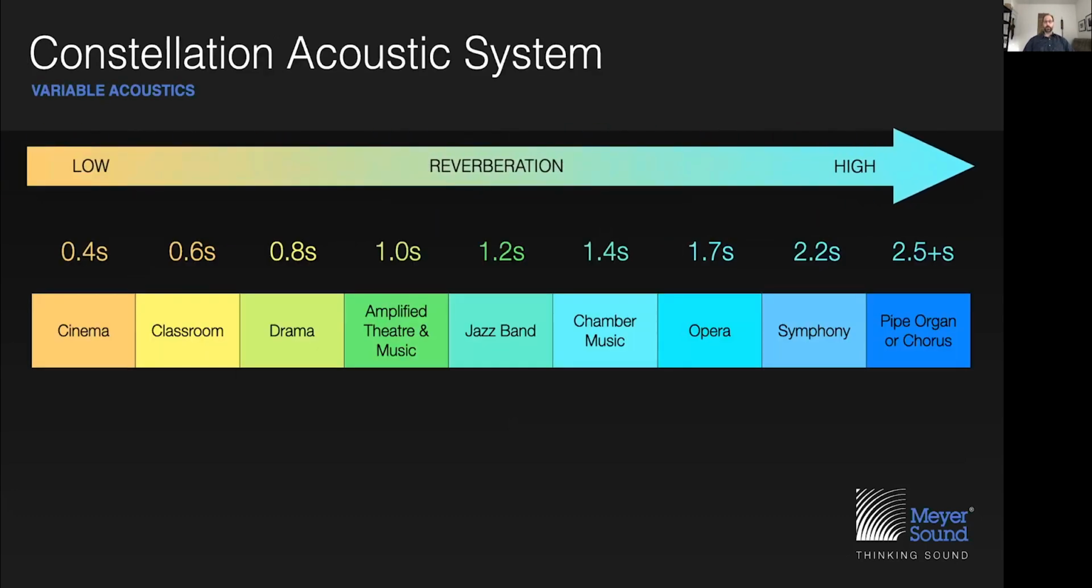Here we see an example of different musical and spoken word performances and the associated reverberation times for a room of, say, about 1,500 cubic meters. As you can see at the left side of the screen, you have cinema, classroom, and drama. Those are all rooms that are important for spoken word. At the far right, we have symphony, pipe organ, or chorus. Those are classical performances where a long reverberation time suits the performance better. So if you have a room where you want to be able to do many of these performances, you want to be able to change the reverberation. You want to be able to increase it from cinema or classroom all the way up to symphony or pipe organ.